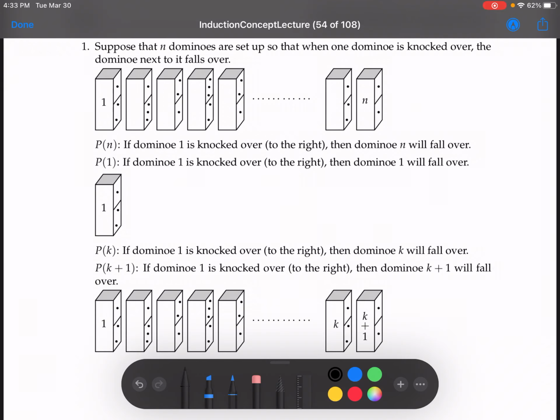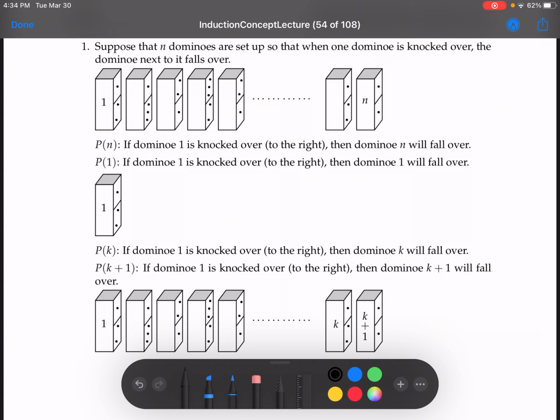In this video, I want to give you a visual representation of what's going on when you do a proof by induction. So suppose that we have n dominoes, where n is a positive integer, that are set up so that when one domino is knocked over, the domino next to it falls over. And I believe that many of you have probably done this.